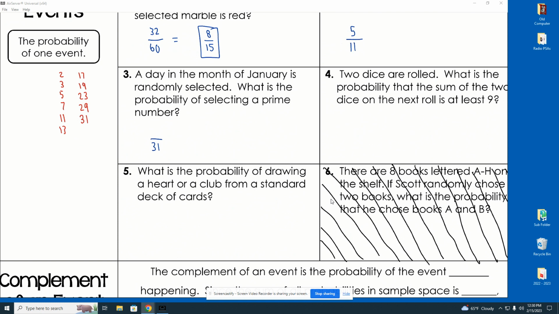Yeah, that's it. So that's 1, 2, 3, 4, 5, 6, 7, 8, 9, 10, 11. 11 out of 31. Will 11 out of 31 reduce? Definitely not. So there it is. 11 out of 31. Let's go down below it.